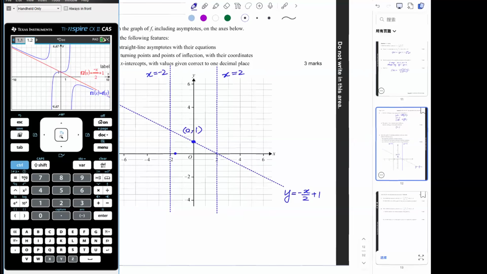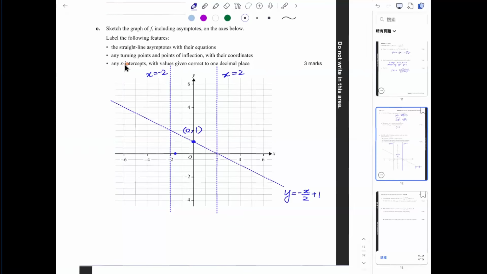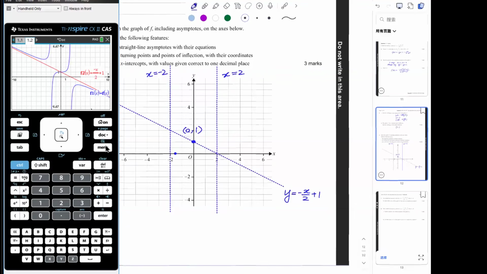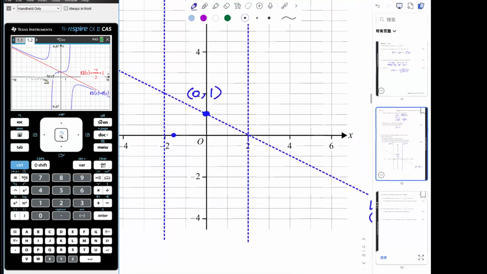The question wants you to write the x-intercept with any values correct to 1 decimal place. Therefore, I'll just go for analyze graph, 0. Yeah, this is the x-intercept, minus 1.5098. So that I'll write as minus 1.5, comma 0. This is part of the graph.